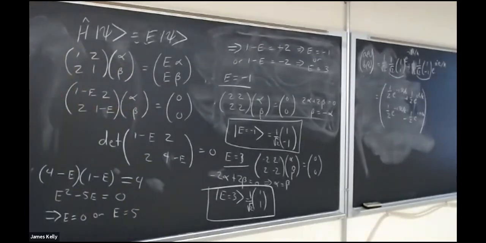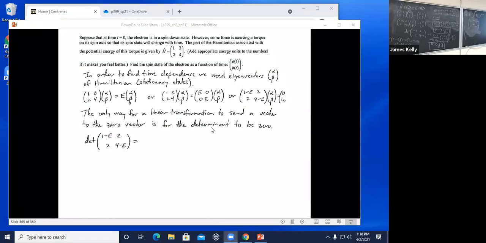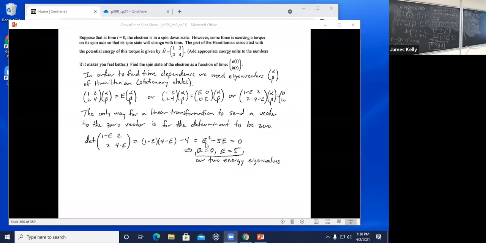So it looks like the eigenvalues are 0 or 5. Some of you are nodding your heads and some are saying maybe not. I just wrote it on the board, but when I take that determinant, you get the characteristic equation E squared minus 5E equals 0. I can factor out an E and then say either one factor has to be 0 or the other. So either E equals 0 or E equals 5. Those are the two eigenvalues.